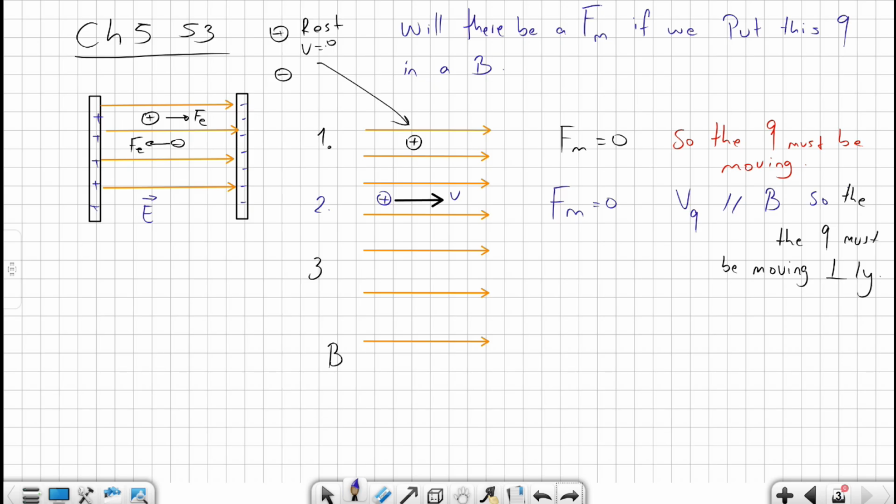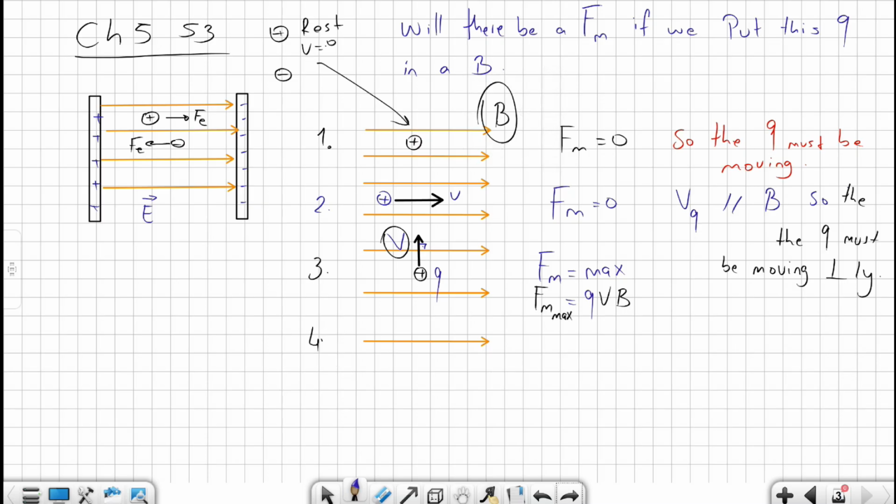Let's have the third example. A charge that's moving perpendicularly to the magnetic field, and as you see, velocity and magnetic field are perpendicular to each other. Right now the magnetic force will be maximum, which is equal to q, the magnitude of the charge, multiplied by the velocity multiplied by the magnetic field, will give us the maximum magnetic force.